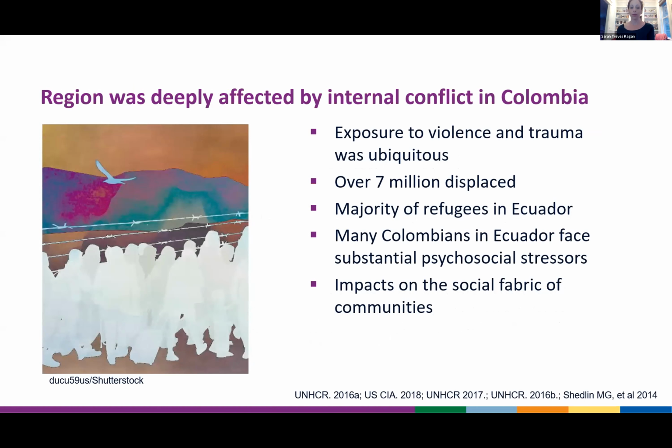So the Ecuadorian-Colombian border regions have been deeply affected by decades of violent conflict in Colombia that only recently officially ended in 2016. Exposure to trauma and violence from government forces, left-wing revolutionary groups, and right-wing paramilitaries was ubiquitous in Colombia and spilled across borders.